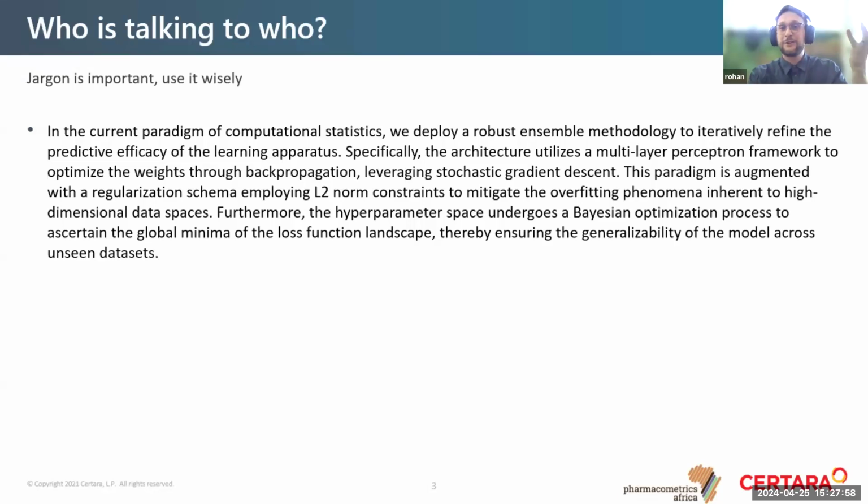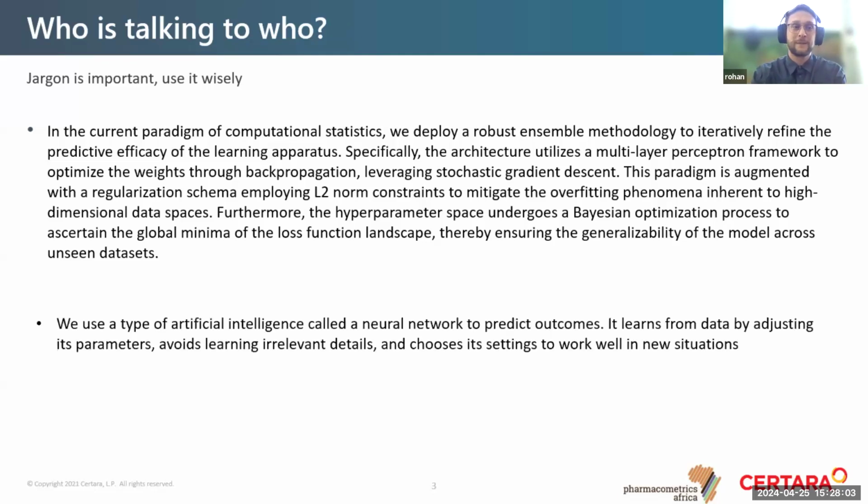So a large chunk of text, jargon heavy, but what it really means in simple words: artificial intelligence, called a neural network, can predict outcomes. It learns from data by adjusting its parameters, and then it avoids learning around details. It chooses its setting to work well within new situations.